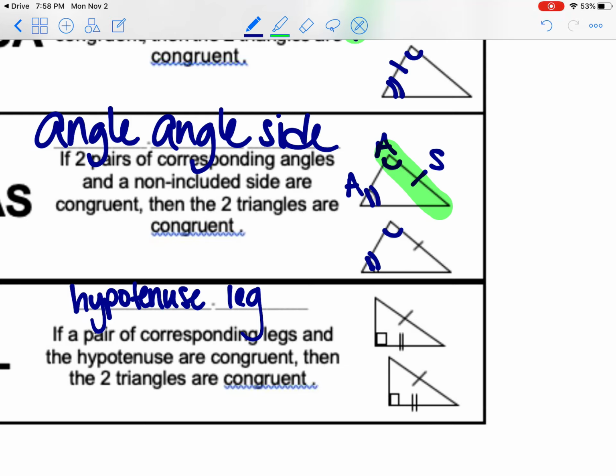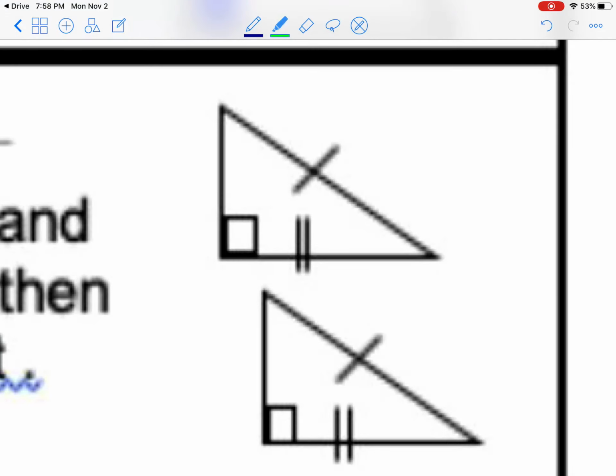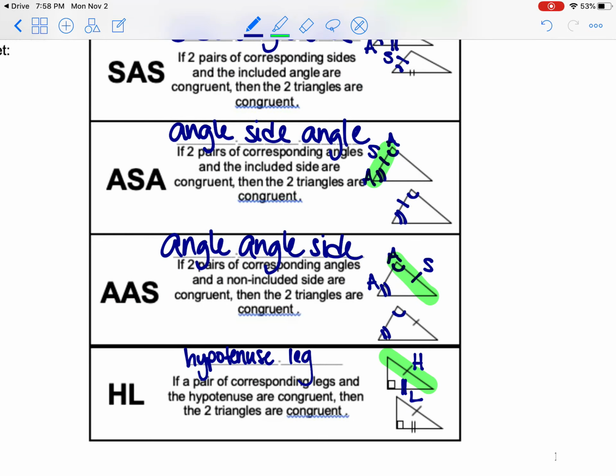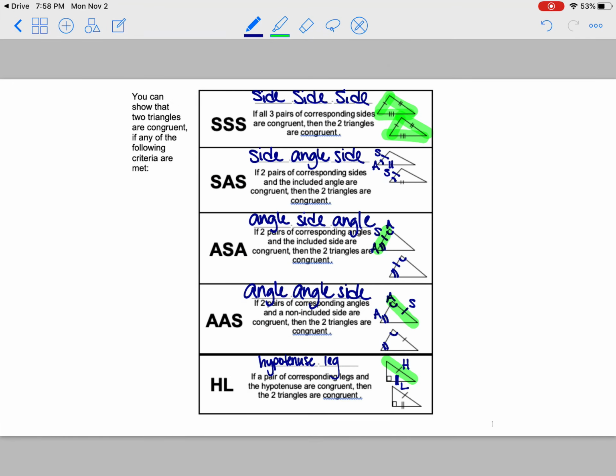And if we look here, we only need to mark one leg. We do need to know first off if it's a right triangle. So if it's a right triangle, your first thought should be, is this hypotenuse leg? If it's not, then you can go to one of the other types of congruency statements. So if we look here, we can see that our hypotenuse is marked, so we can say H, and we have another side being marked here, that is an L, so we know that it is hypotenuse leg.